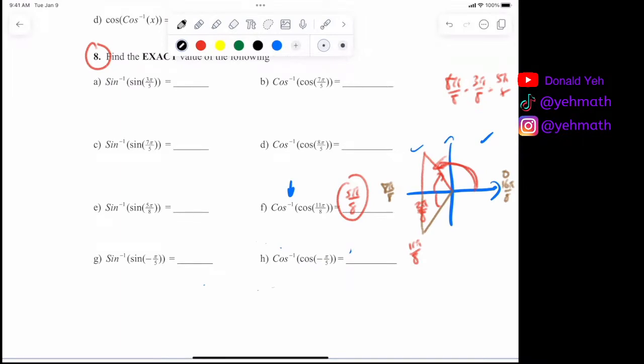F? Okay. So understand the location 11 pi over 8. Which quadrant would it be? 11 pi over 8 is third because this is 8 pi over 8. This is 16 pi over 8. 11 pi is closer to 8, right? How close? 3 pi over 8, right? Does that make sense? So this is 11 pi over 8.